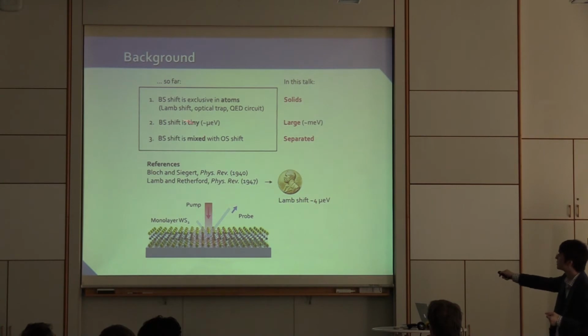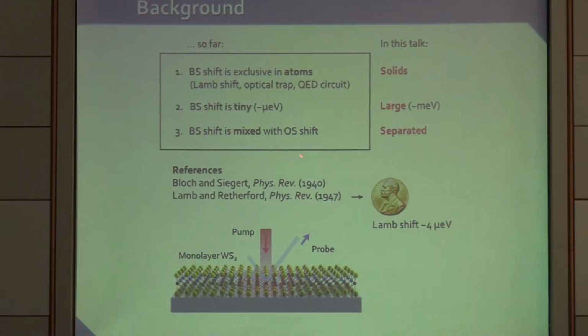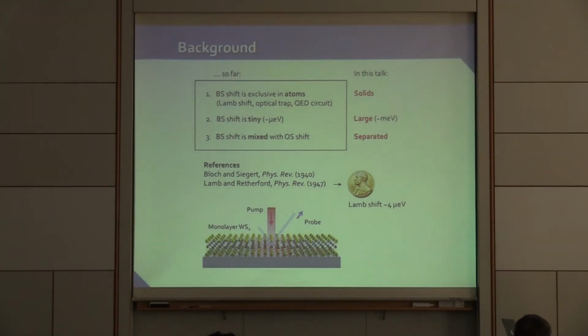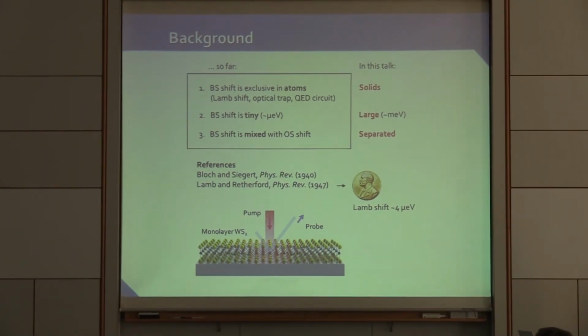And then the Bloch-Siegert shift in atomic physics is usually mixed with the optical Stark shift. If you want to use this for trapping the atoms, you have to calculate both the optical Stark shift as well as the Bloch-Siegert shift contribution. But in this talk, I want to show you that we can also observe this Bloch-Siegert shift in solids, and we can observe a large shift of milli-electron volts, about 1,000 times larger. And then we can show that this optical Stark shift and Bloch-Siegert shift can be separated completely.